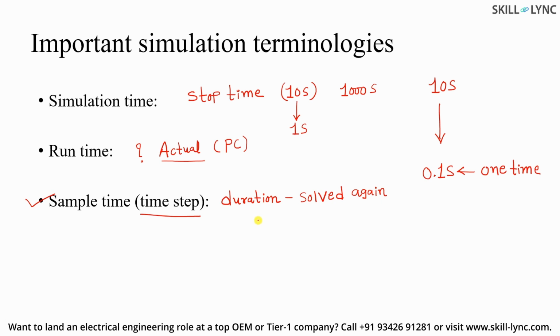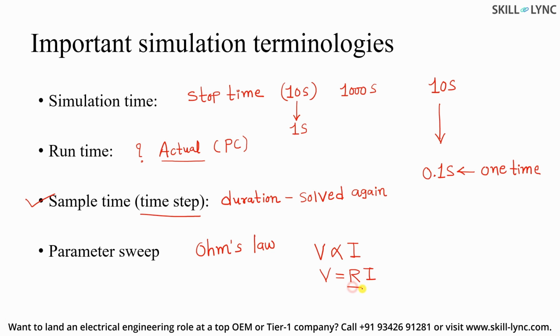So let's understand another important terminology, which is called a parameter sweep. Let's say, for example, we want to simulate Ohm's law for a resistor. Ohm's law tells that whatever is the voltage across the device is proportional to the current passing through it, provided there is no change in the temperature. So voltage is proportional to current, and that constant of proportionality is nothing but the value of the resistance R ohms multiplied with I. So that is the voltage equals R times I, where R is a resistance value in ohms.